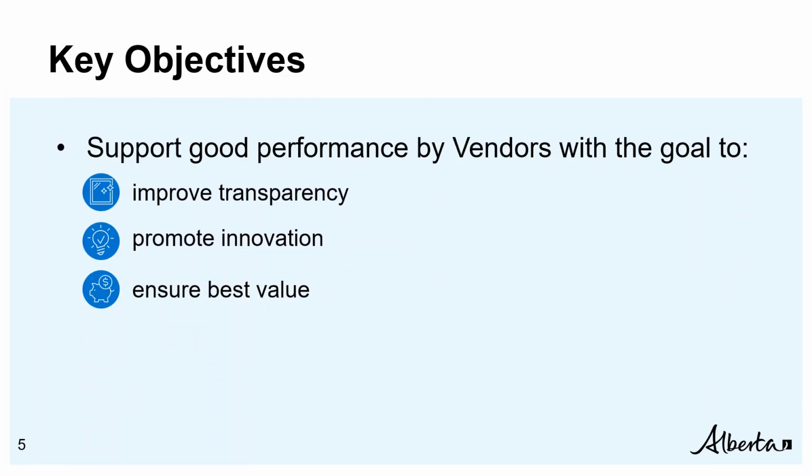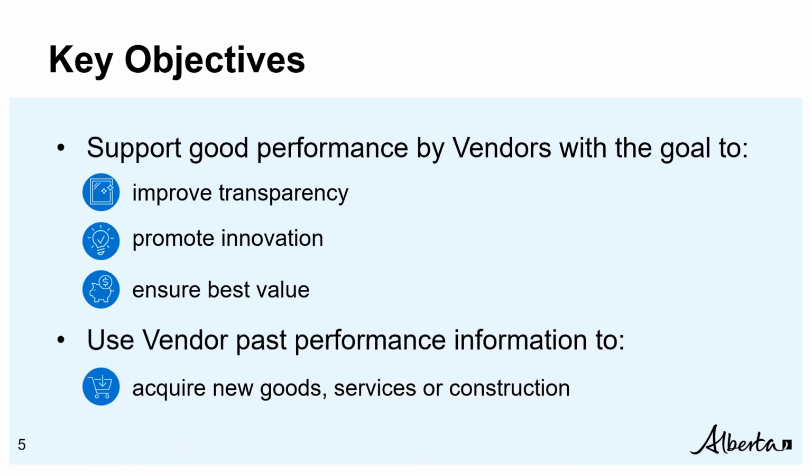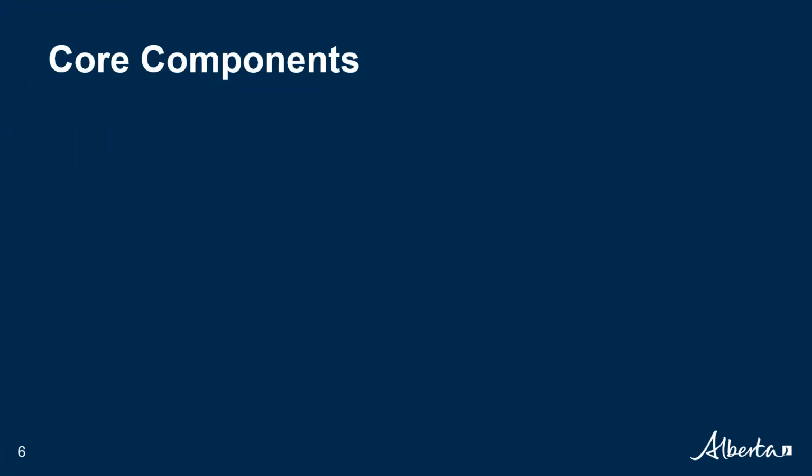The key objectives of vendor performance management are to support good performance by vendors while improving transparency, promoting innovation, and ensuring best value for Albertans. Past vendor performance is then considered during procurement for new goods, services, or construction. There are three main components of the VPM program. We will briefly summarize each component in this module and explore them in much greater detail in later modules.